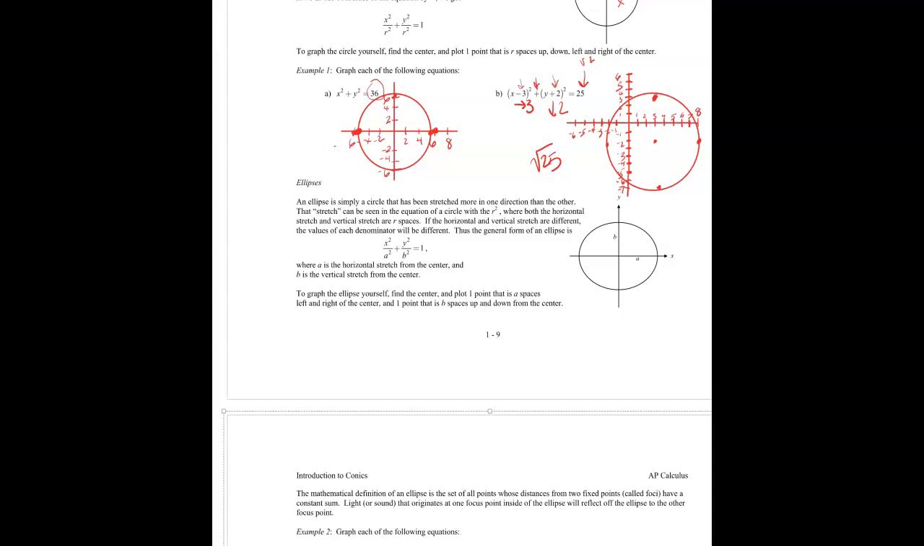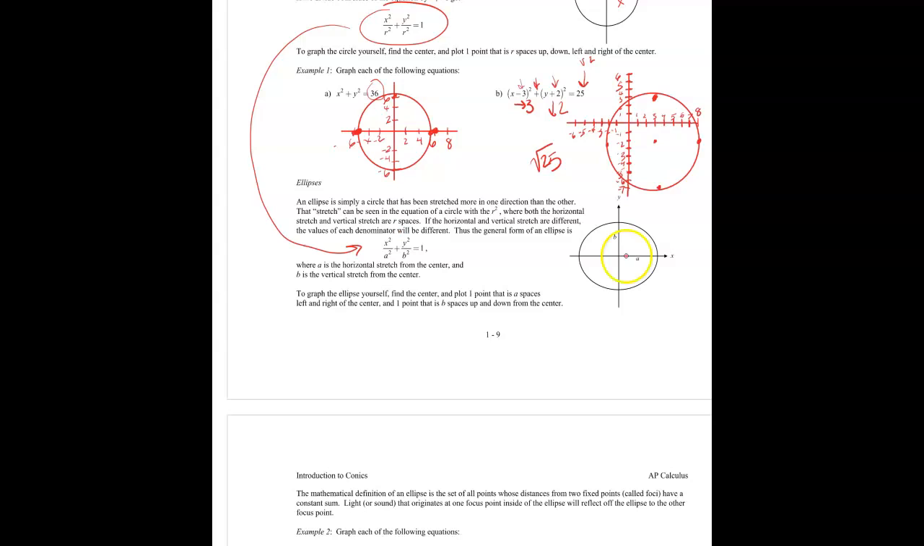Alright, so let's talk ellipses. Ellipses are just a special type of circle. We could have written our circle up above as x squared over r squared plus y squared over r squared is equal to 1, like we have up here. The only difference between circles and ellipses is basically that the radius is going to be a different distance going vertically as it is horizontally. That's really all that's saying.